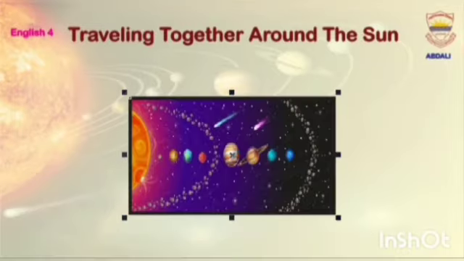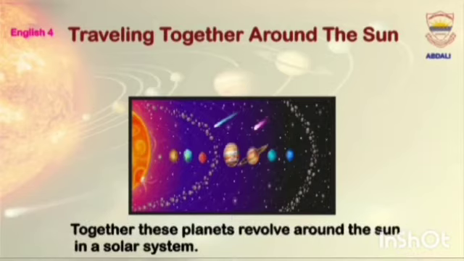Students, look at the picture of the solar system. Together, these planets revolve around the sun in a solar system. Students, can you tell me where do planets revolve around the sun? Tell me. Together, these planets revolve around the sun in a solar system. Very good answer, students.